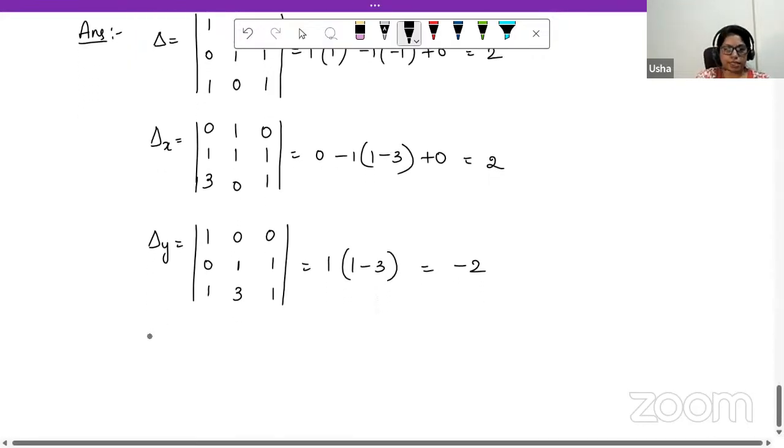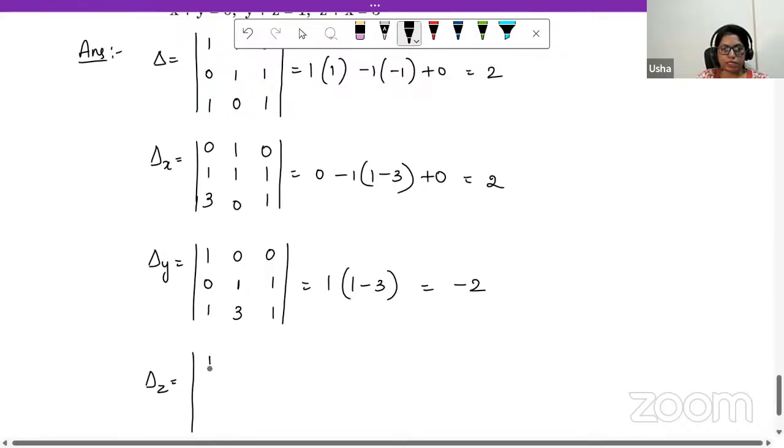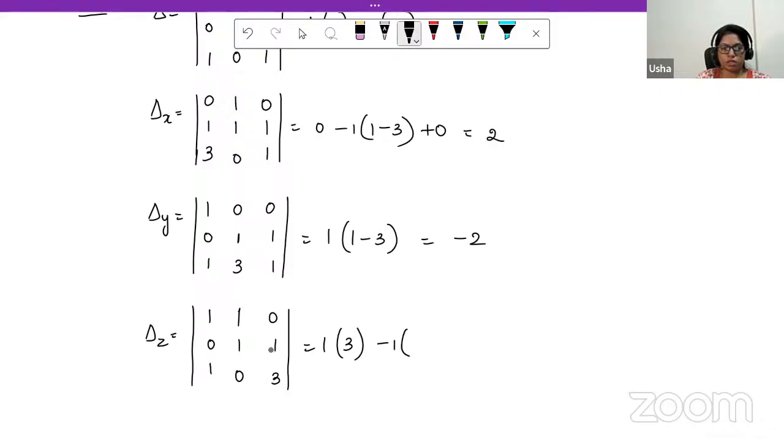Okay, next is delta z. For delta z, instead of the last column, we are going to write 0, 1, 3. First and second column will remain the same. So 1, 0, 1. This is 1, 1, 0. And this is 0, 1, 3. Now 1 into, you get 3 minus 0, minus 1 into, this is 0 minus 1. So this is 3. Minus 1 into minus 1 is plus 1. 3 plus 1 is 4.